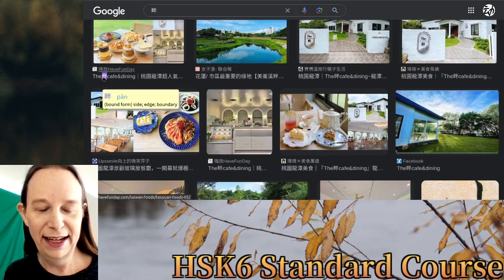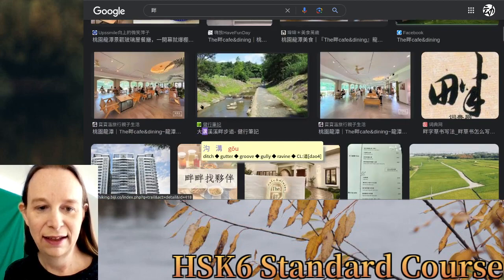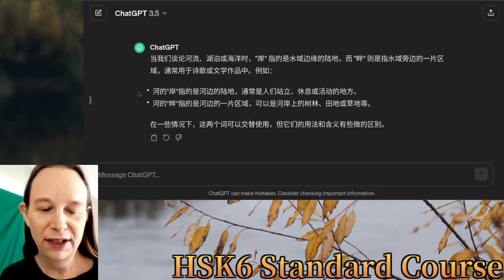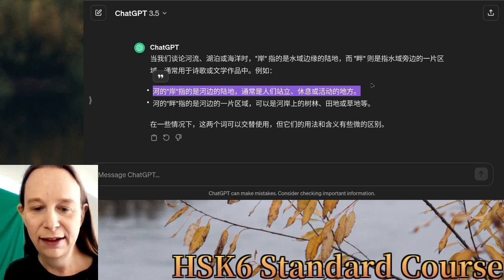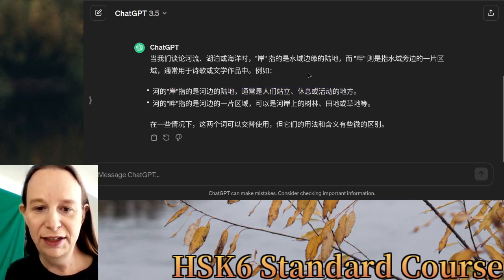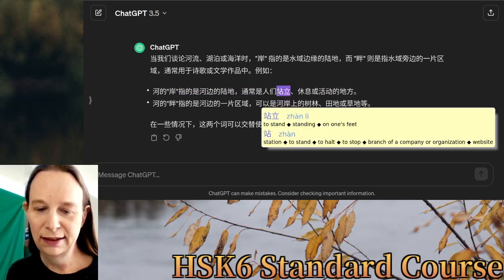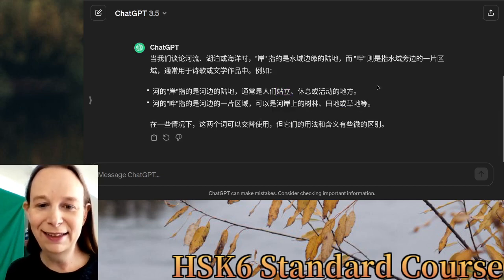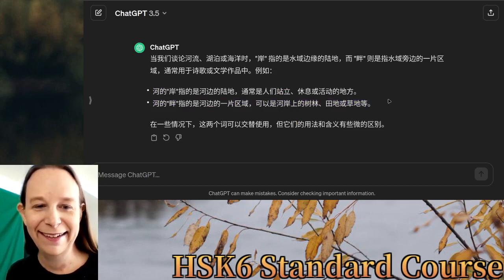Okay, so what is pan? Pan. Side edge boundary. Yeah, I don't know. So let's see what ChatGPT says. Like settlement or something? Like, this is like, oh, people are standing on the bank. Like Obi-Wan Kenobi. I have the high ground.